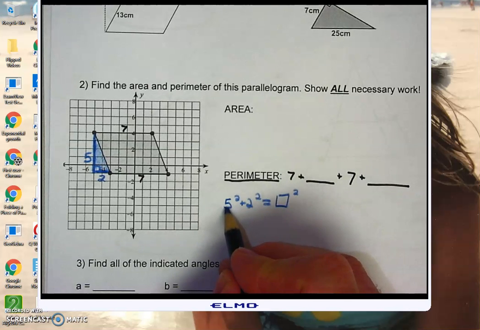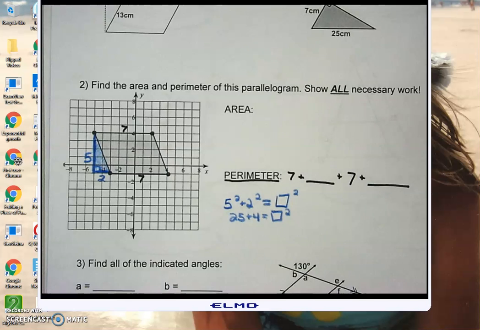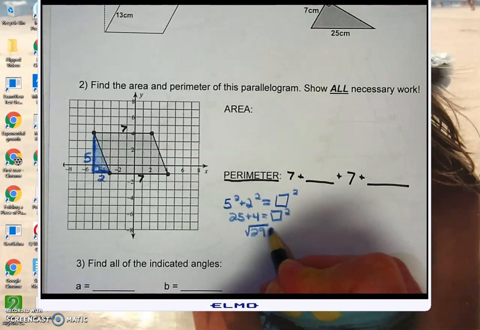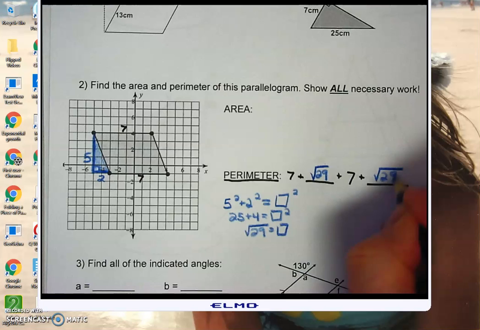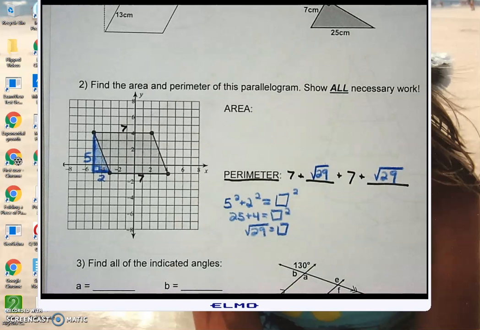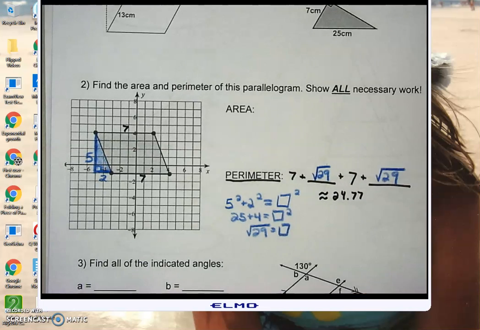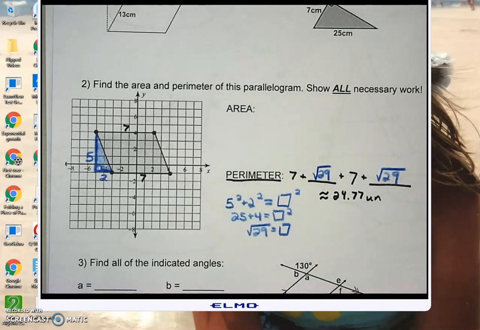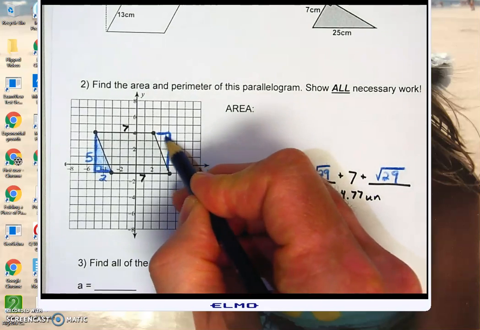And if we do the math, 5 squared is 25, 2 squared is 4. We can find the length of that unknown empty box, and it turns out it's going to be the square root of 29. Now, I don't know what the square root of 29 is, although I know it's got to be between 5 and 6. So that's how long the perimeter is. And when I get out my calculator and dump that whole thing in, I get that the perimeter is about 24.77. Let's just call them units because I don't know. Oh, and by the way, I knew this was radical 29 because you'll notice this is also 5 by 2.